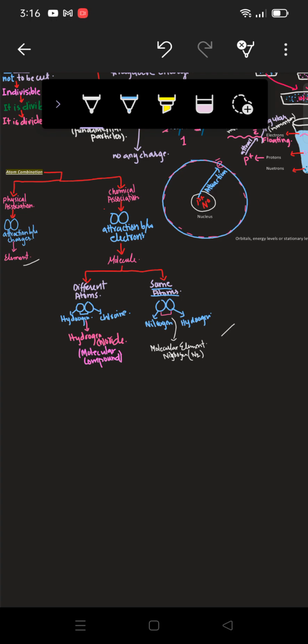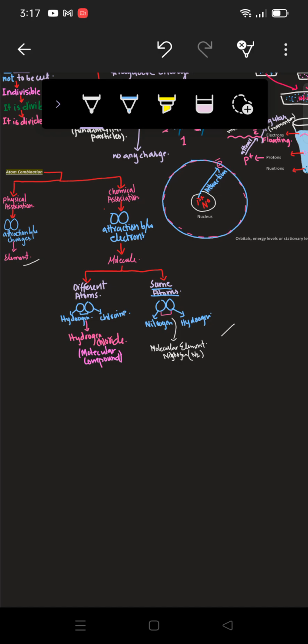However, they are formed with the same type of atom too. There is only a difference of chemical association. In the simple element, there is a physical association. However, in the molecular element, there is a chemical association.